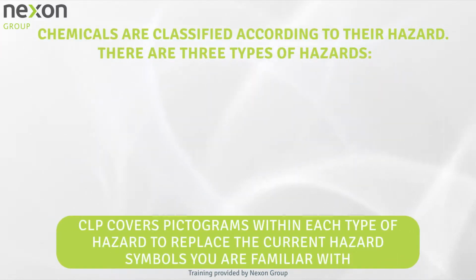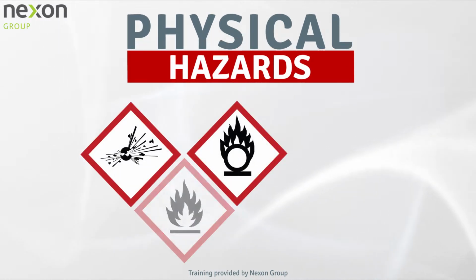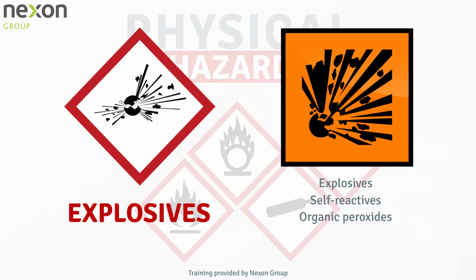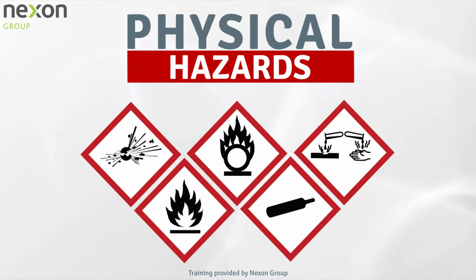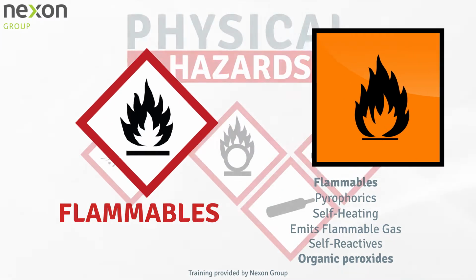There are three types of hazards under CLP: physical, health and environmental. Here you can see the 5 new CLP pictograms for physical hazards. This is the pictogram for explosives, self-reactives and organic peroxides. We have also displayed the old DPD orange and black symbol. This is the pictogram for flammables, pyrophorics, self-heating, emits flammable gas, self-reactives and organic peroxides.